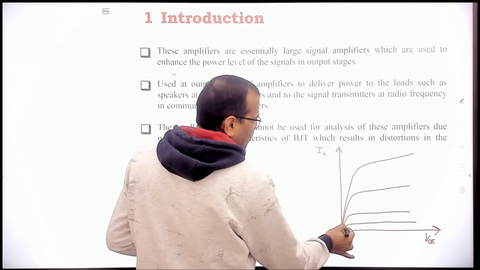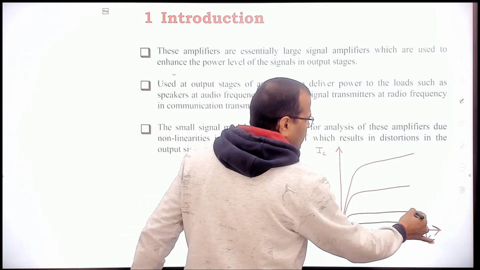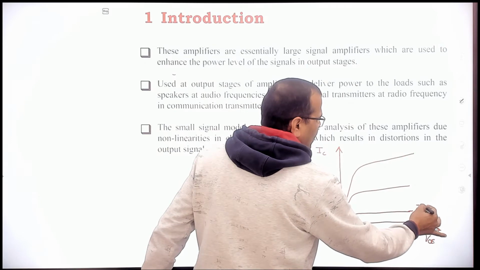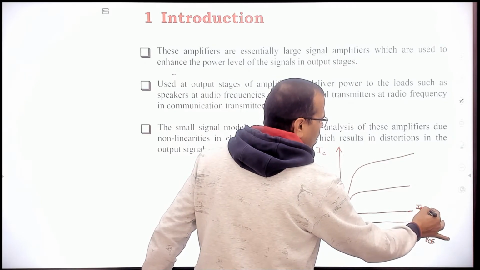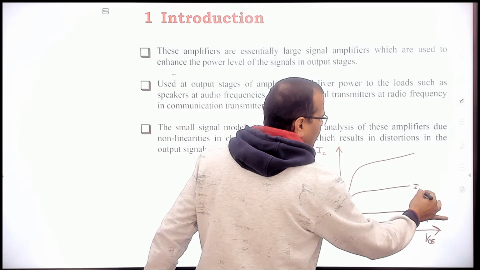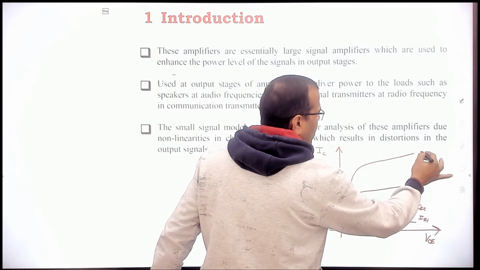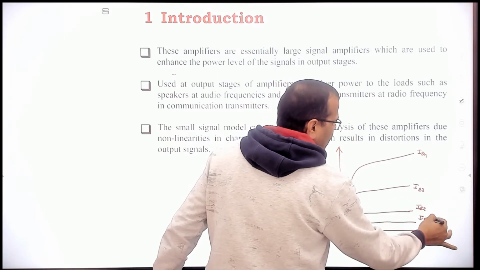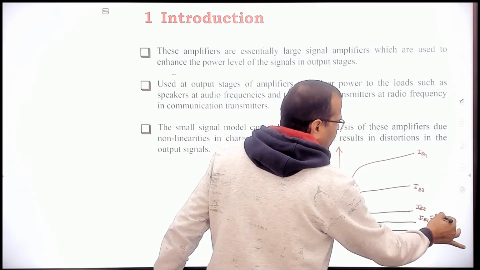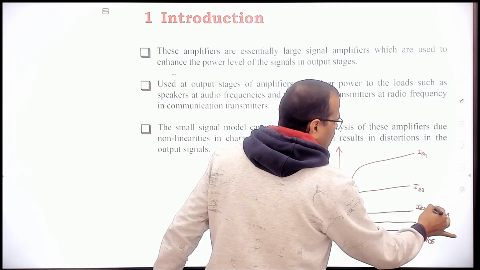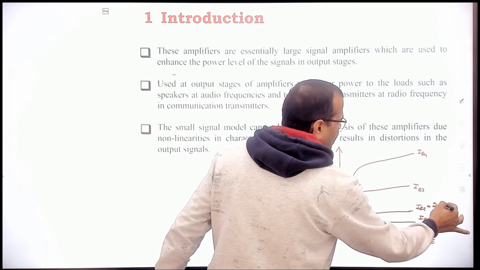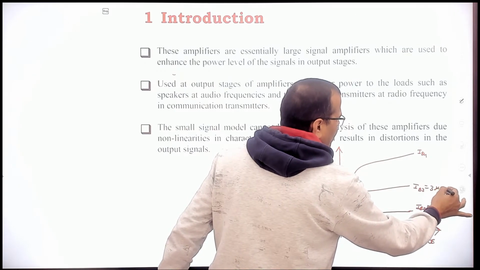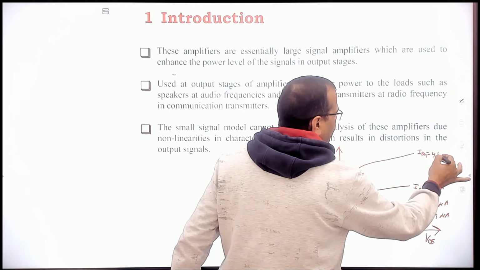And what is this? Every characteristic represents a base current, maybe IB1, IB2, IB3, then IB4, right? Now suppose this current is 1 microampere, this current is 2 microampere, this current is 3 microampere, this current is 4 microampere.